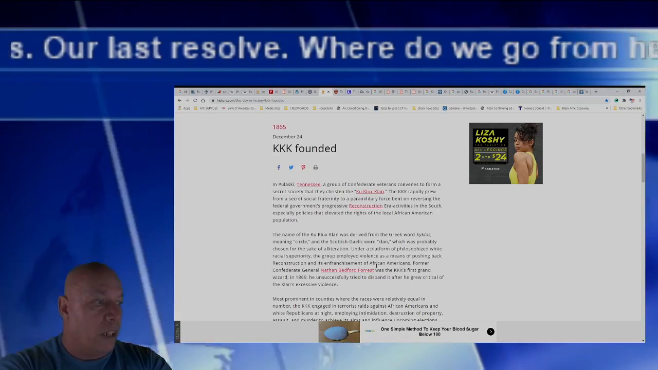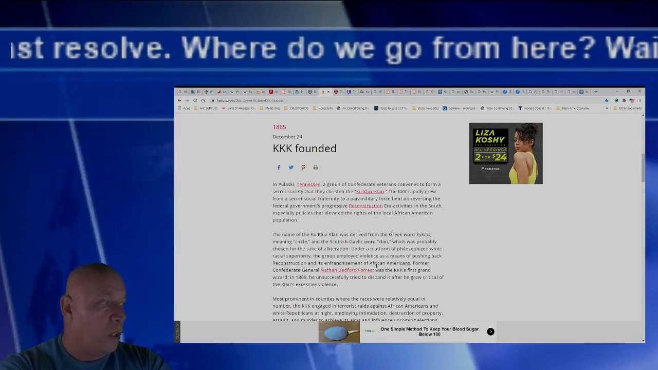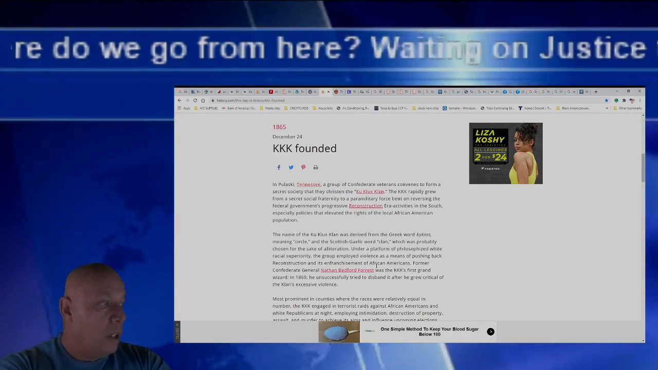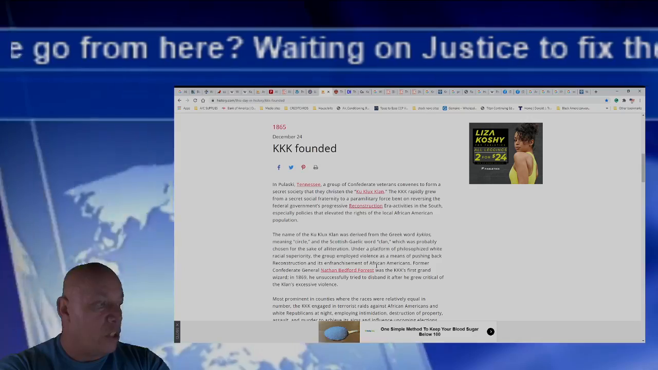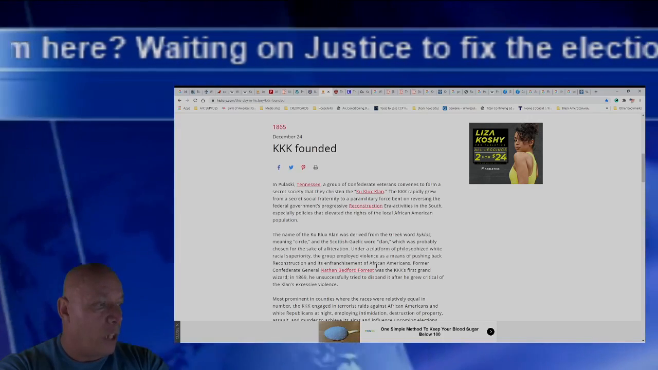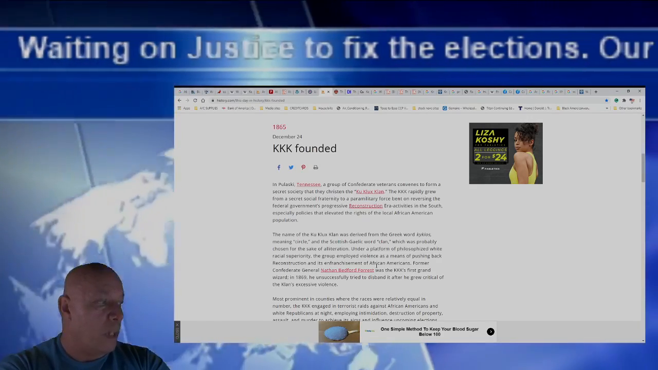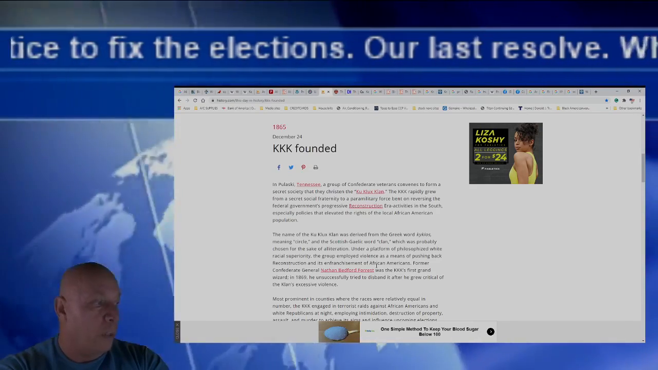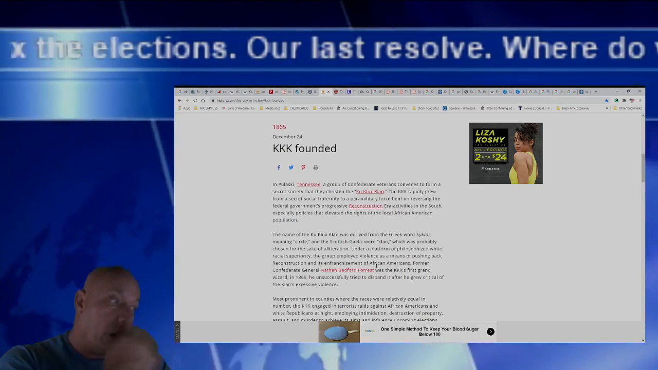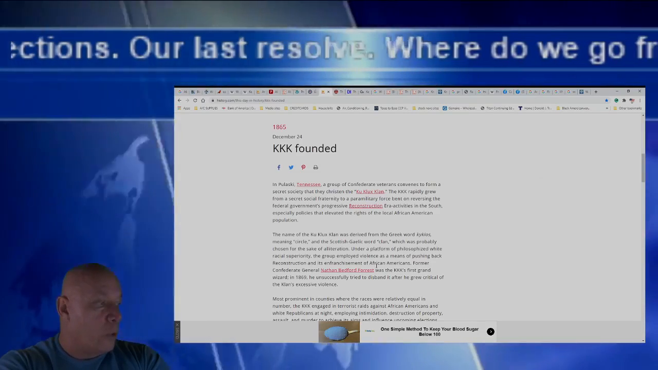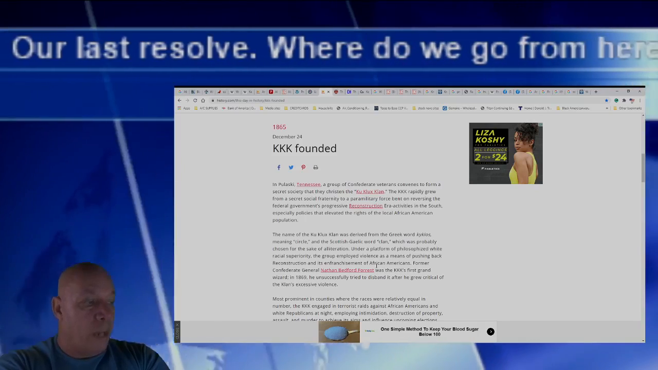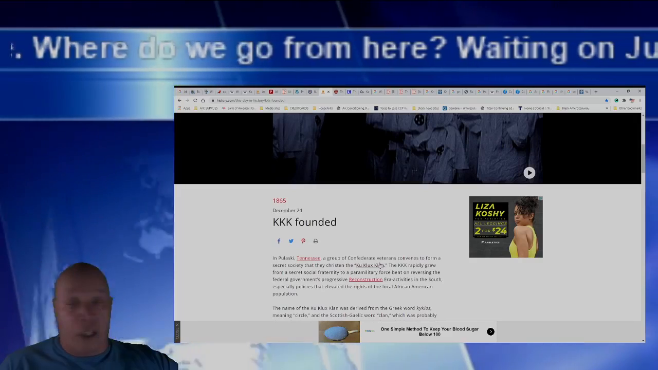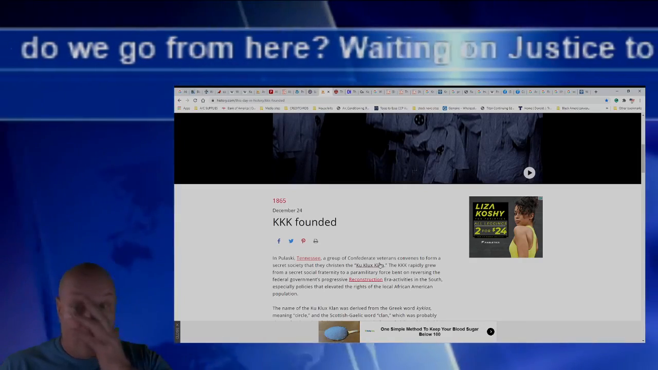But here, I want to put out that the name of the Ku Klux Klan was derived from the Greek word kuklos, meaning circle, and the Scottish Gaelic word clan, which was probably chosen for the sake of alliteration. Under a platform of philosophized white racial superiority, the group employed violence as a means of pushing back Reconstruction and its enfranchisement of African Americans. Former Confederate General Nathan Bedford Forrest was the KKK's first Grand Wizard, and he took that position in 1869. And these were all Confederates, so they were Democrats. The Democrats were the founders of the Ku Klux Klan.